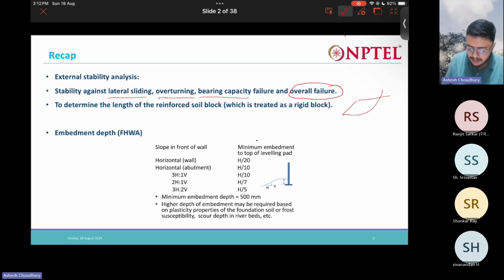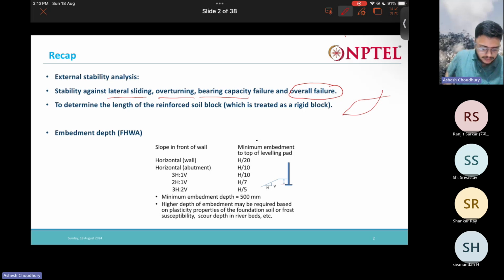Then to determine the length of the reinforced block, that is also a calculation that we will do. We will see how we calculate the length of the reinforced section and all these things, which we will discuss in detail when we solve problems regarding the main design of reinforced blocks.